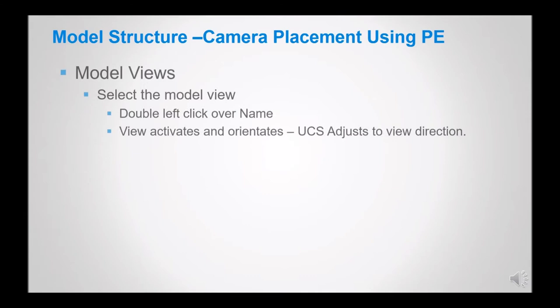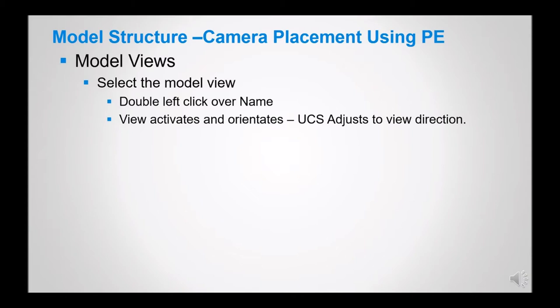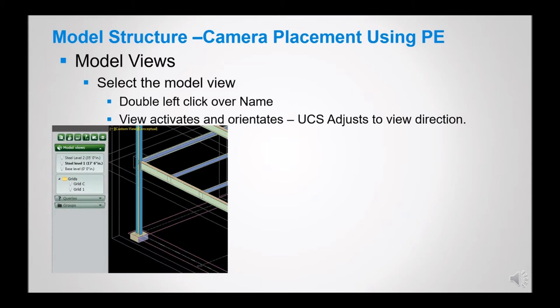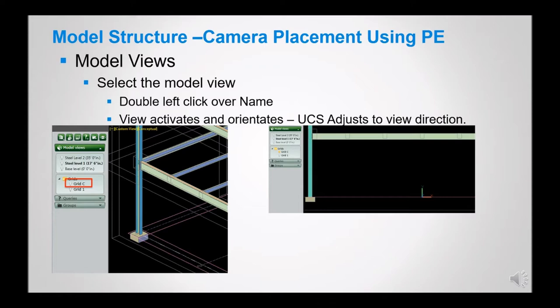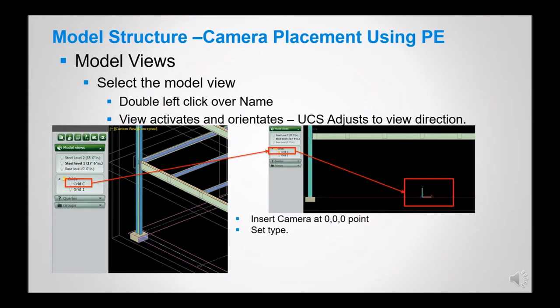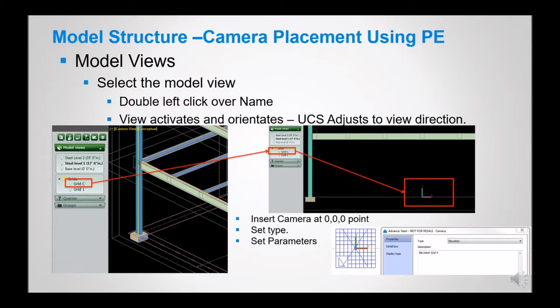So as I said, one of the advantages is the UCS, and one of these that I use quite a bit is a camera is placed upon a UCS coordinate. So by activating the model view, double clicking over the name, the view turns itself on, orientates, and the UCS is set to that view direction. With that in place, I can then come in with the view active and you'll see the coordinate system altered. I can use this to my advantage to actually place a camera at the 0,0 point, which is now set in the middle of the view, set the camera type, set the parameters under the camera, and then I've got my view in place, which is actually ready for me to do a drawing from.